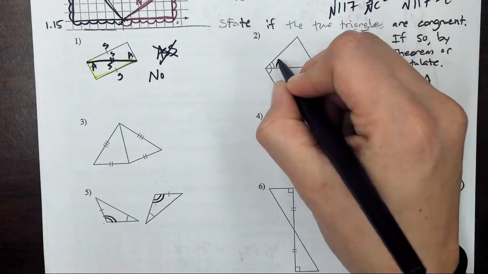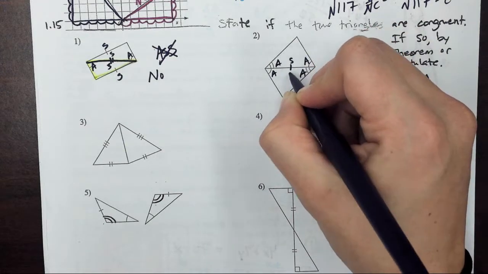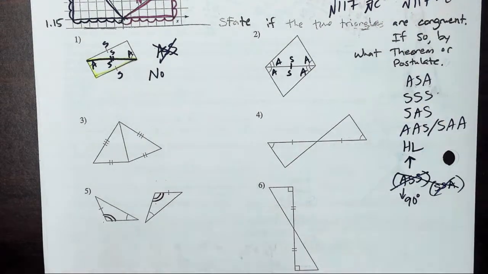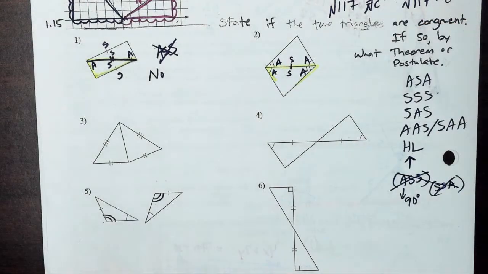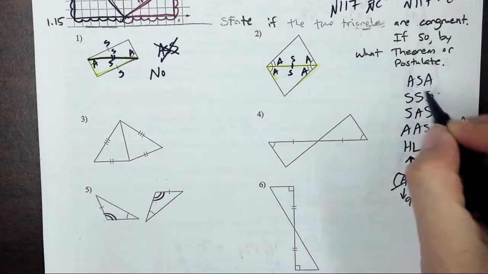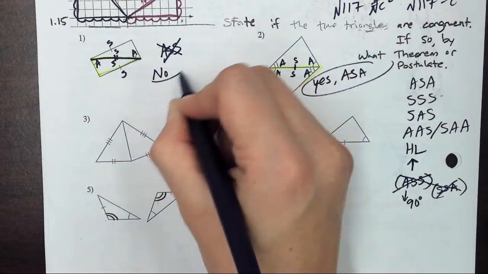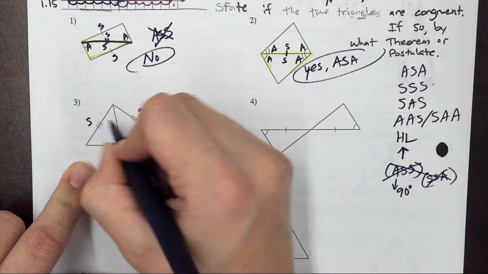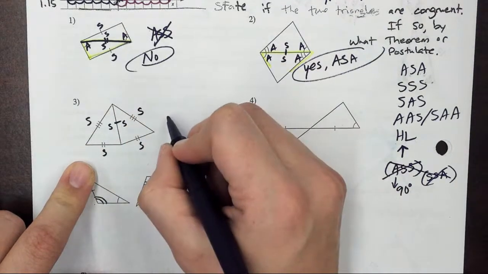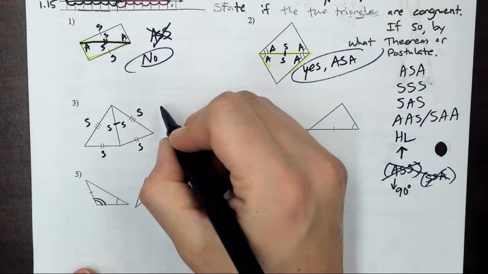Number 2, angle, angle, angle, angle, and then they share this side. So if I go in order, an angle, a side, angle. Same as on the other side. That's good. That's one of ours over here. Angle, side, angle. So the answer is yes by angle, side, angle. We're going to keep going. Side, side, side, side, side, side. So that would be yes. Yes by side, side, side.